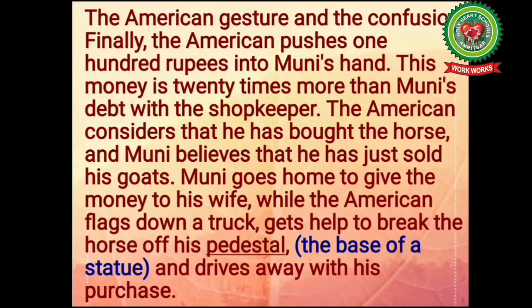The American gesture and the confusion. Finally, the American pushes 100 rupees into Muni's hand. This money is 20 times more than Muni's debt with the shopkeeper. The American considers that he has bought the horse and Muni believes that he has just sold his goats. Muni goes home to give the money to his wife, while the American flags down a truck, gets help to break the horse off his pedestal, and drives away with his purchase.